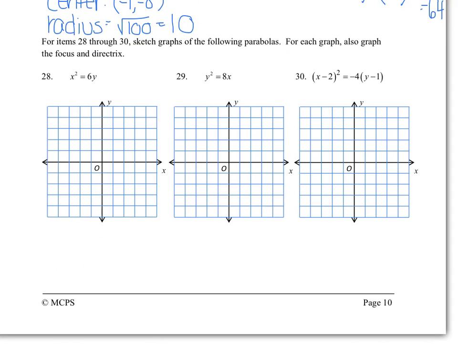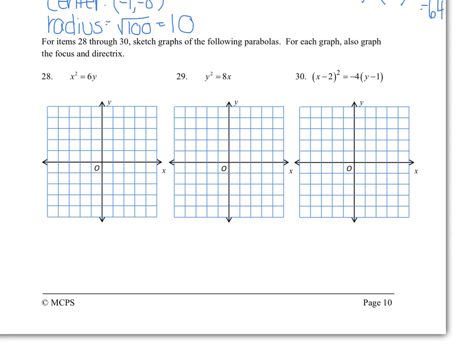For items 28 through 30, sketch graphs of the following parabolas. For each graph, also graph the focus and the directrix. So we need to understand what the equation of a parabola means. And there's two ways of looking at it.